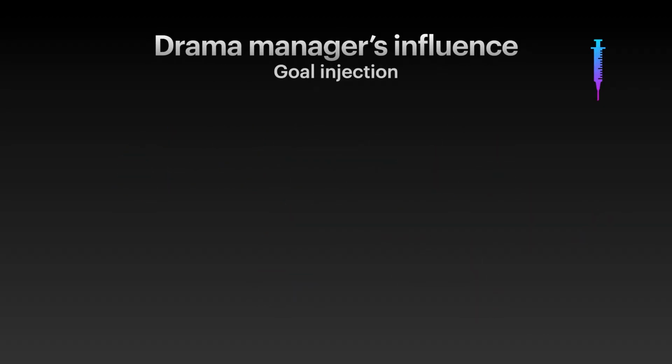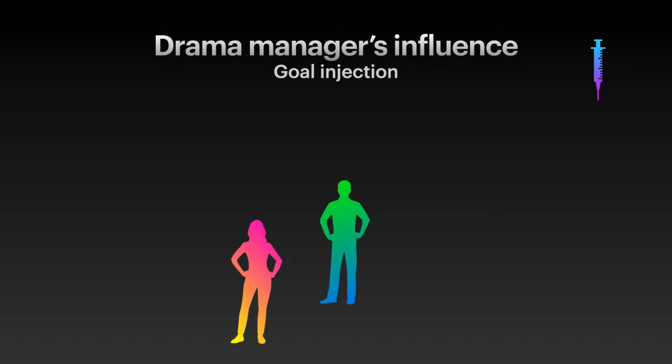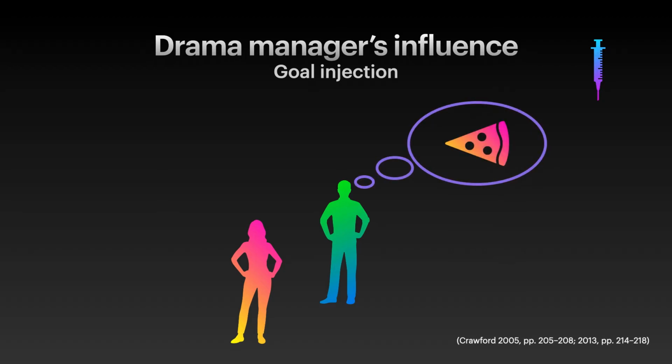Crawford calls the second type of influence goal injection. In this case, a character's goals are adjusted so that they lead the interactor to the intended direction. Imagine that the drama manager's intention is to lead the interactor to a pizzeria where the story continues. Now the character playing the interactor's friend could have a new goal of getting to the pizzeria and taking the interactor along.